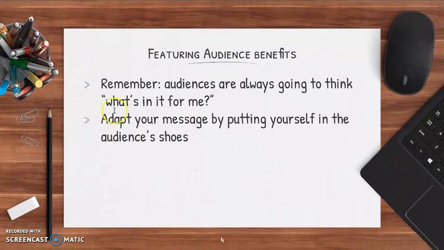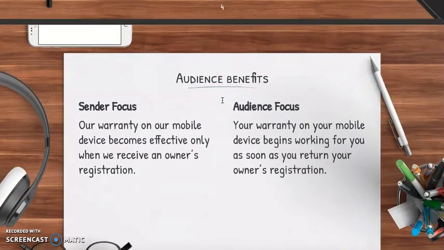First one is featuring audience benefits. Remember, like they talk about in the textbook in chapter 1, audiences are always going to be thinking, what's in it for me? So adapt your message by putting yourself in the audience's shoes. Look at things from their frame of reference, what they're going to want to get out of this message or whatever you're offering to them.